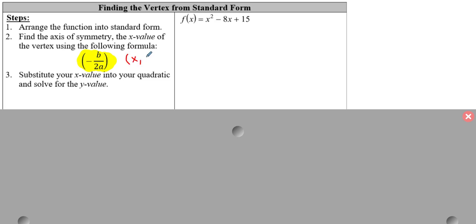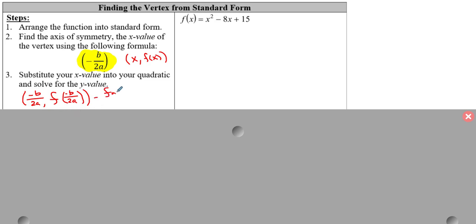We said an ordered pair was the same as x comma f of x, right? Because f of x is the same thing as y. So we can say the same thing here for the x and y values of our vertex. The x value can be our negative b over 2a. And then step 3 says substitute your x value into your quadratic to solve for the y value. So the same thing with function notation. Our y value is f of whatever our x value is, and that is negative b over 2a. So function notation of the vertex would look a little something like this.